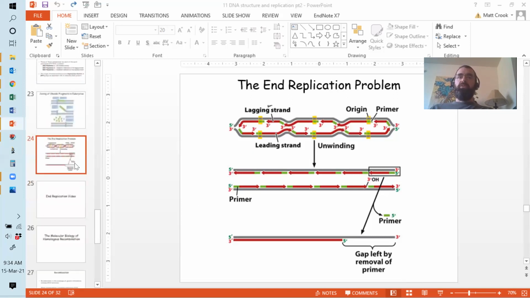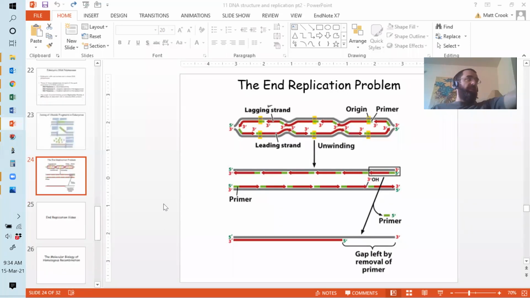Okay, so before we move on to homologous replication, does anybody have any questions about any of this?